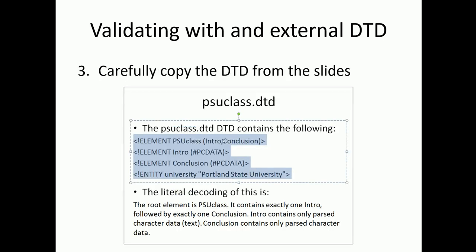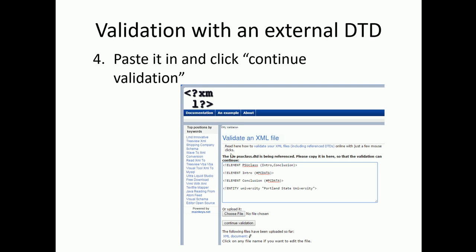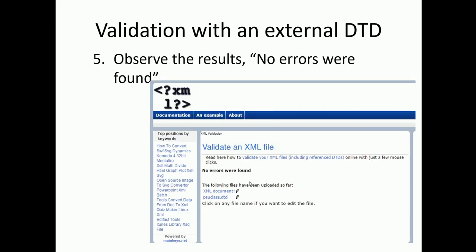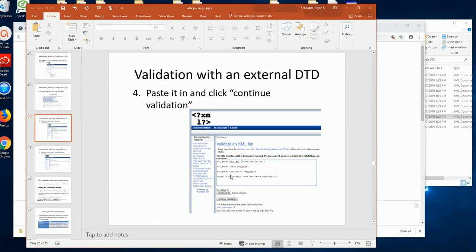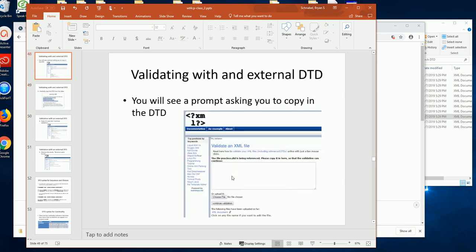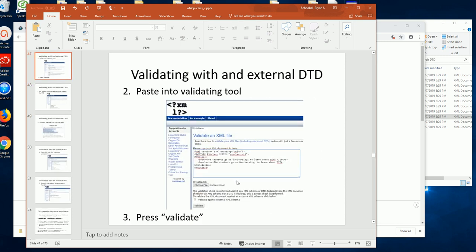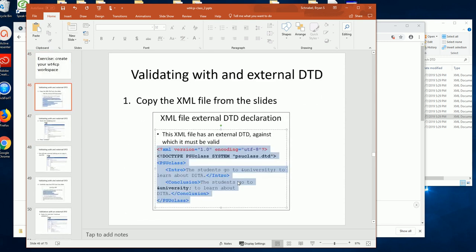Once we press validate, we'll see a prompt asking us to include the DTD file. We'll have the option of either choosing a file or just pasting it in. In this case, we'll just copy the DTD and paste it into that window, and then we'll click validate, and we'll observe that it saw the XML file, it saw the DTD, and no errors were found. So let's go ahead and do that.